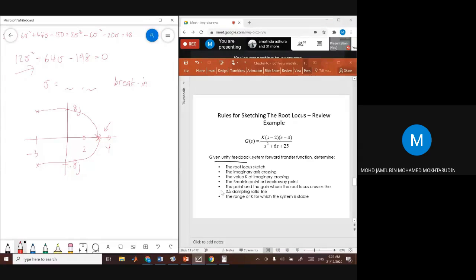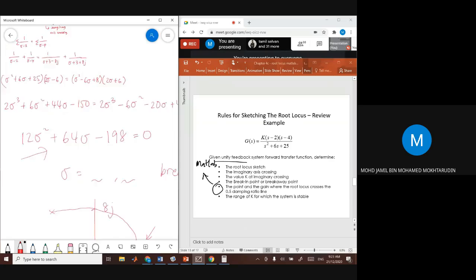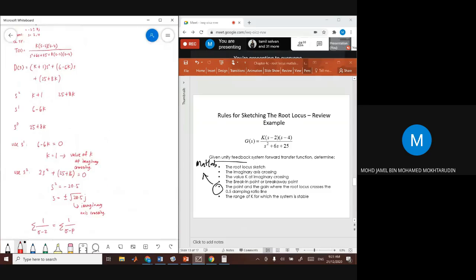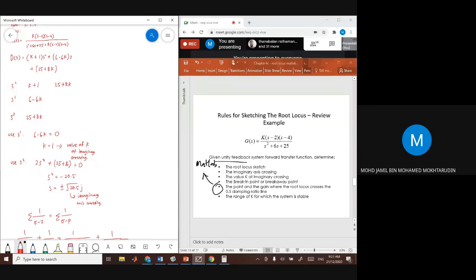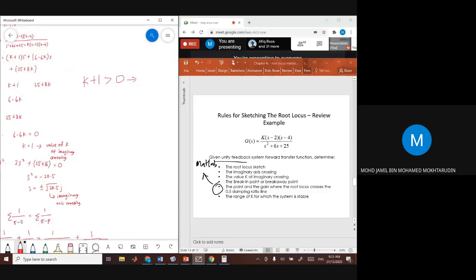And then the next question, the point and the gain where the root locus crosses 0.5 damping ratio. So here, this question, MATLAB, okay. Okay, lastly, the range of K for which the system is stable. So you can use the Routh-Hurwitz table that you have created. So K plus 1 bigger than 0. You get K bigger than minus 1.